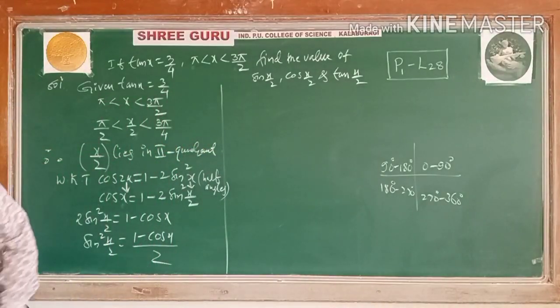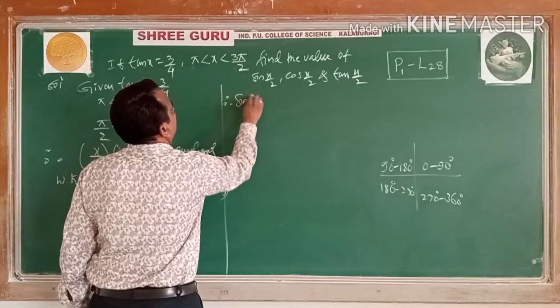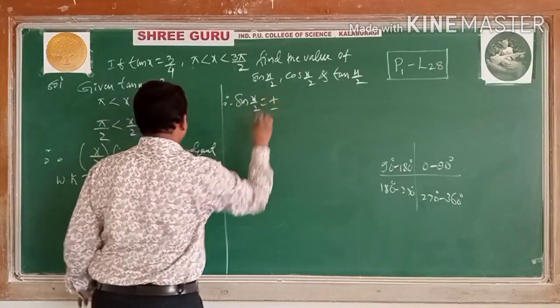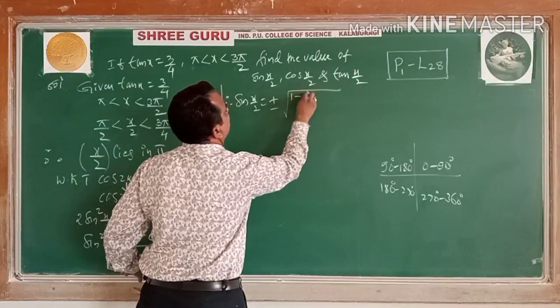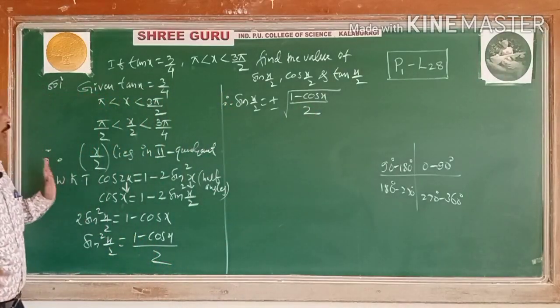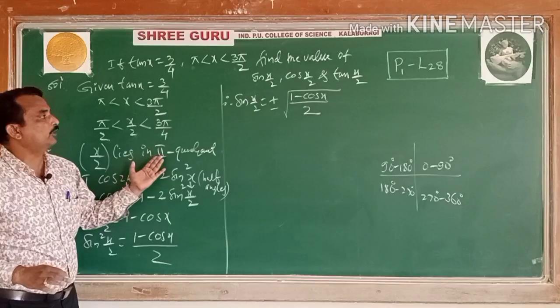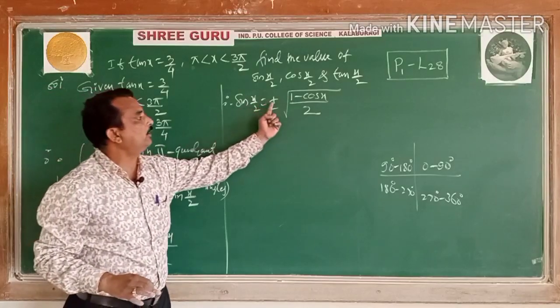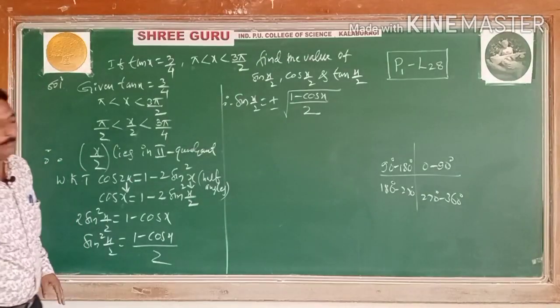Therefore, sin of x by 2 is equal to plus or minus under root of 1 minus cos x by 2. Now you have to decide whether to take positive or negative. X by 2 lies in which quadrant? Second quadrant. In the second quadrant, sine is positive. So you should take the positive value.